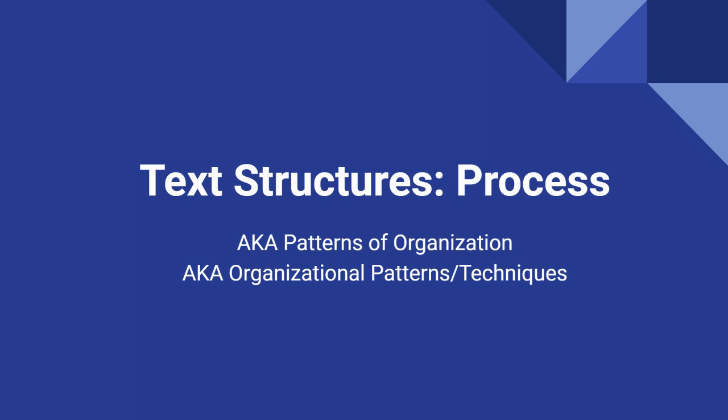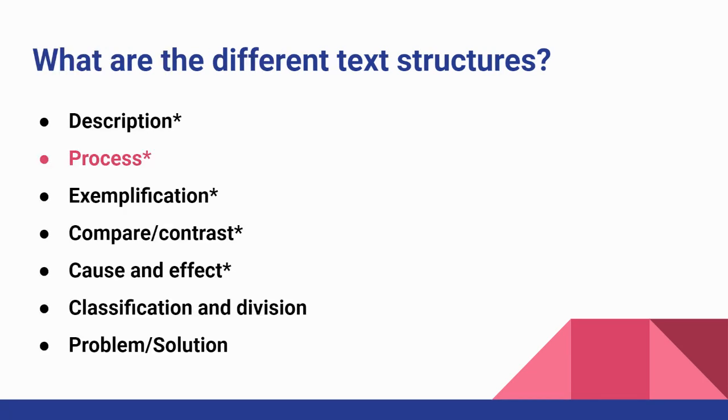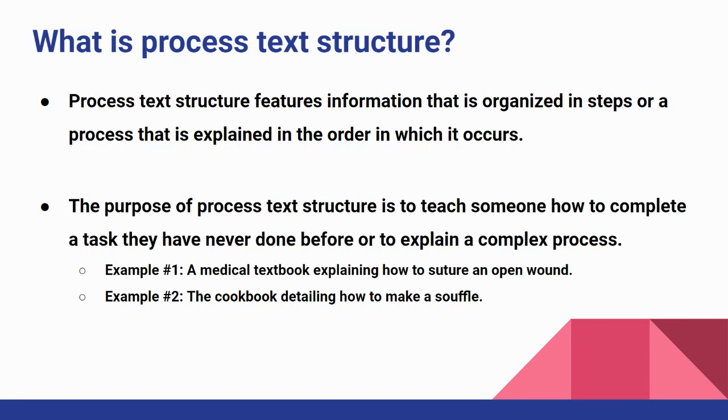A text structure you could also call a pattern of organization, organizational pattern, or organizational technique. A text structure is basically how the author intentionally organizes his or her text or writing. So nonfiction texts have lots of different text structures. The different types: we have description, which we looked at last week. We have process, exemplification, compare contrast, cause and effect, classification and division, and problem solution.